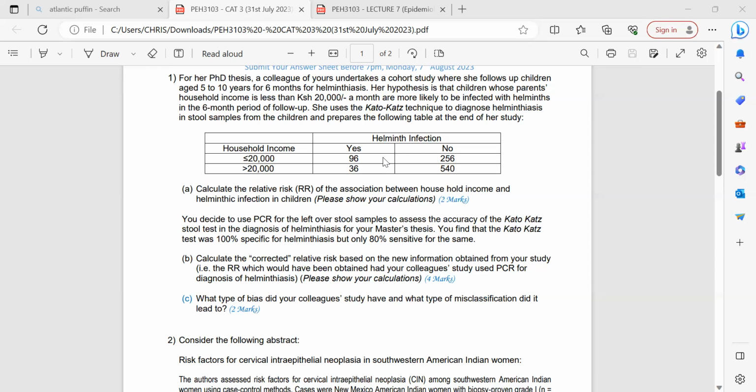Then 96 minus 77 is 19. So this 19 will go to 256. So we will have 77 in part A of the table. Then in part B, we'll say 256 plus the 19 that we have identified as false positive. Then we do the same for those earning above 20,000. Sabina, are you able to speak? You can explain this point well.